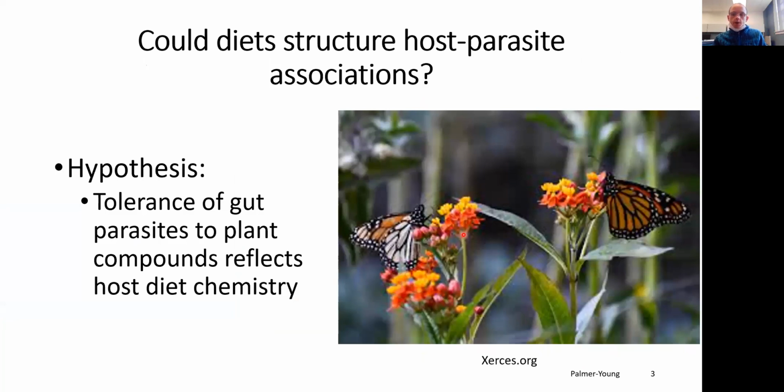If plant compounds in host diets shape their associations with infectious microbes, then the chemical tolerance of gut parasites should reflect their exposure to chemicals that are commonly encountered in the host gut. This sounds plausible, but how could we test such an idea?